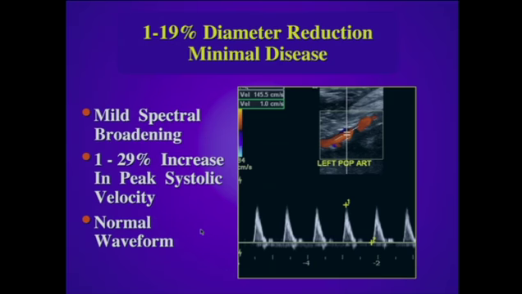Notice also that we maintain our normal triphasic appearance in that we have forward flow in systole, early diastolic reversal, and a smaller velocity component later in diastole.